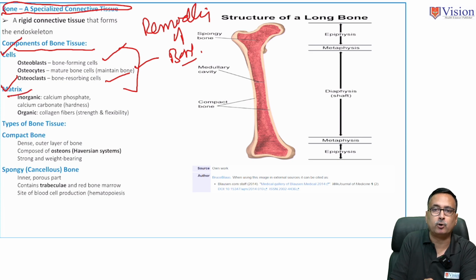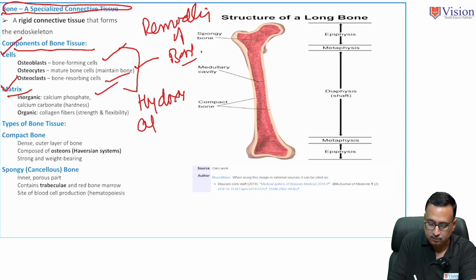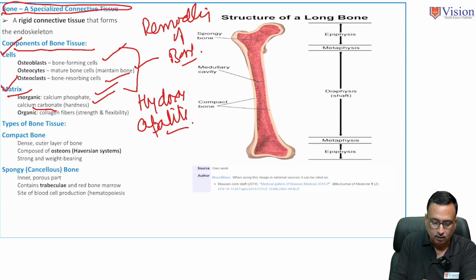And what are the components of matrix? Matrix contains calcium phosphate to form hydroxyapatite crystals in bone. Another component is calcium carbonate, which provides hardness. And bone contains fibers, predominantly collagen fibers, type 1 collagen fibers.